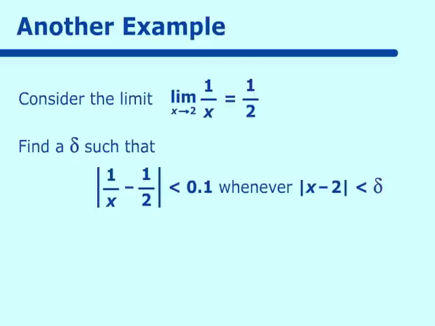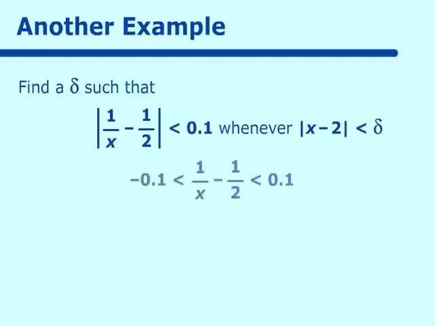So we write the inequality. 1 over x minus 1/2 is between 0.1 and negative 0.1. Now we bring the 1/2 to each side instead of solving everything between the inequalities on this one. So we have 1 over x is less than, and this is 0.6, and that one is 0.4. If we want to solve for x, we can just take the reciprocal and change the inequality sign. So this is 1 over 0.4, and that's 1 over 0.6.